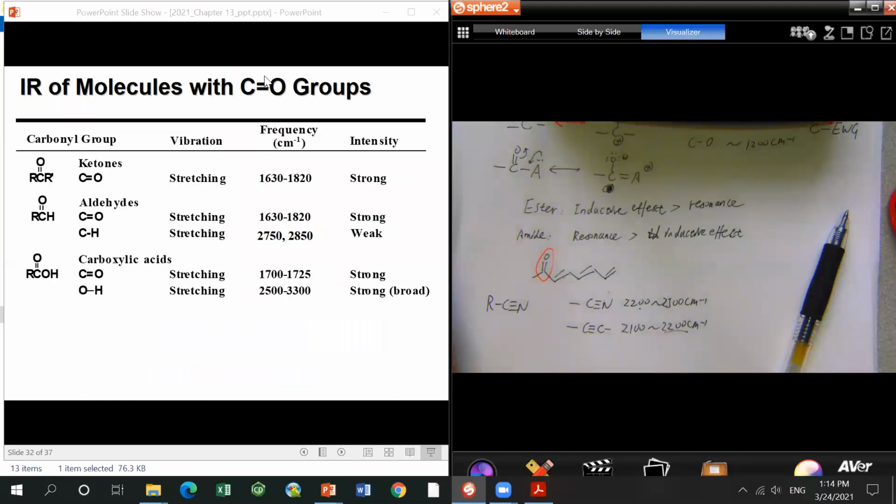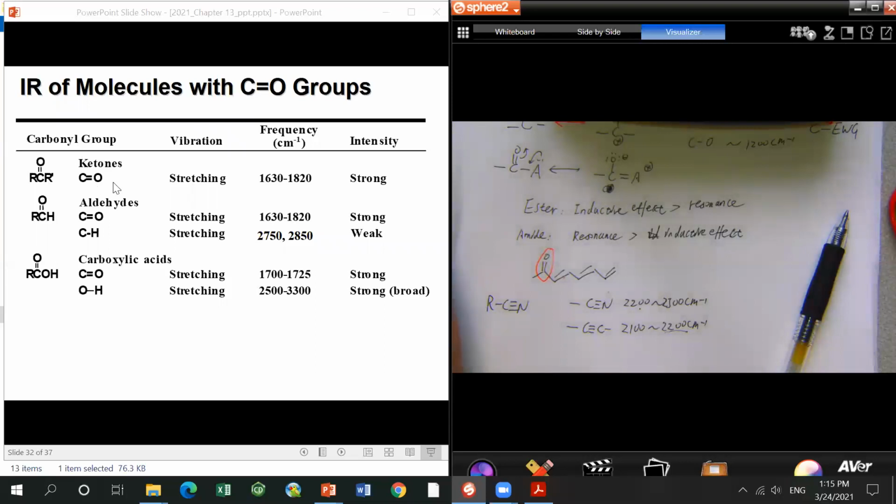Now let's do a comparison of all the carbonyl compounds. We learned a lot of carbonyl compounds, and they all pretty much have the carbonyl stretching about here, 1600, 1700, or even 1800. In addition to the C=O bond stretching difference, we can also look at other functional group IR signals to distinguish them. So we do it one by one.